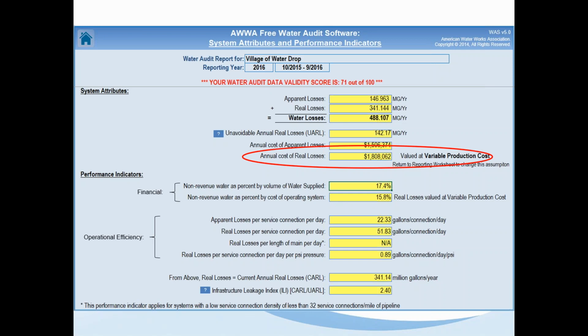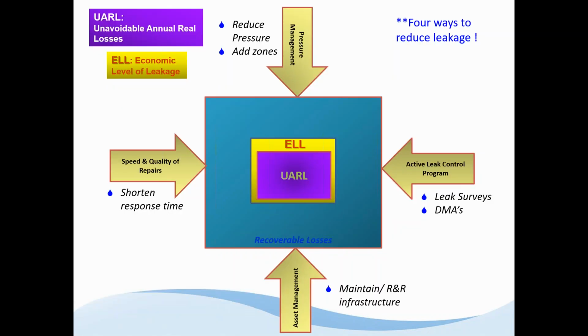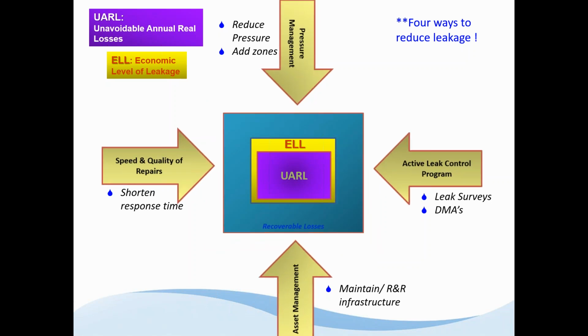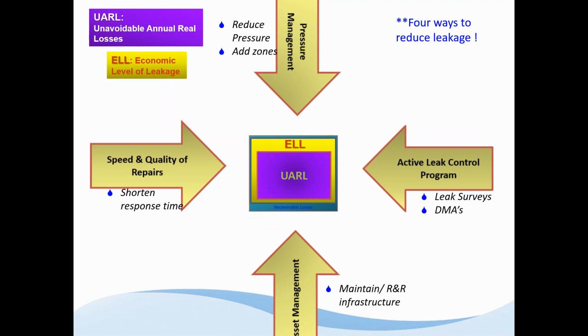In this case, water in this community is expensive. It adds up quickly when you're losing water, and by money or percentage, no matter, they've got ways to reduce leakage. I think you're all aware of that, from reducing pressure to running leak surveys, DMAs, shortening the response time of your repairs, and then maintaining your own infrastructure so you don't have tank overflows and other leakage. But the guys will get into those areas here.